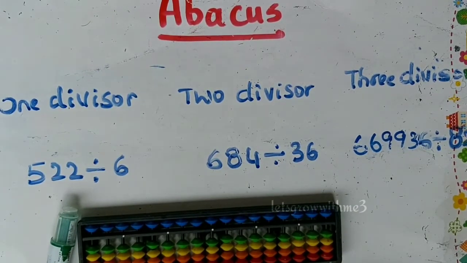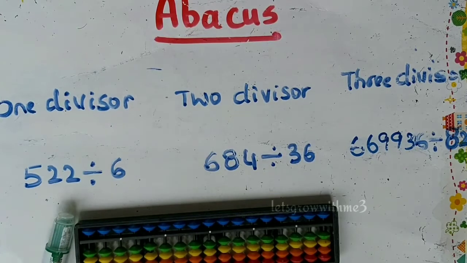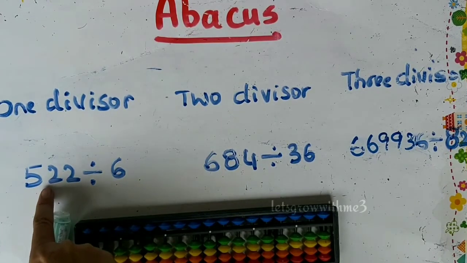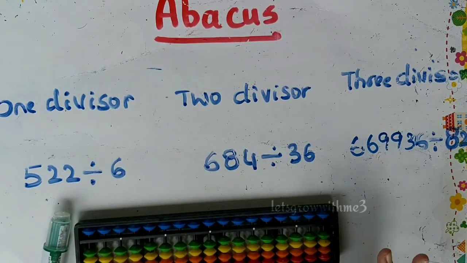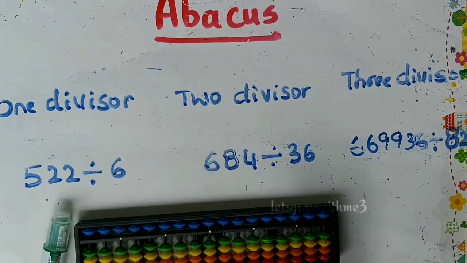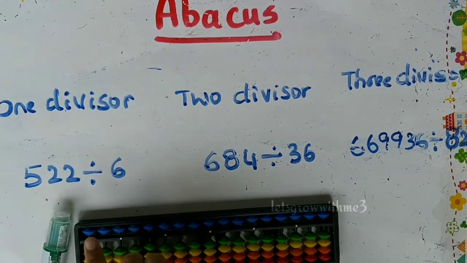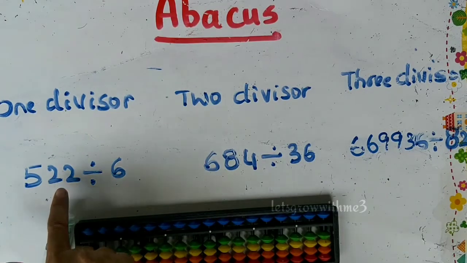So let's see the first example: 522 divided by 6. The first step, we need to compare the dividend and divisor digits. So how many more digits are there in the dividend? Here we have 2 more digits in the dividend. Then second step, we need to set this value on the abacus. So how to set that value? We should start from the 100th place. Then however many more digits there are, that many places we should move to the left-hand side. From there we should keep our dividend value.